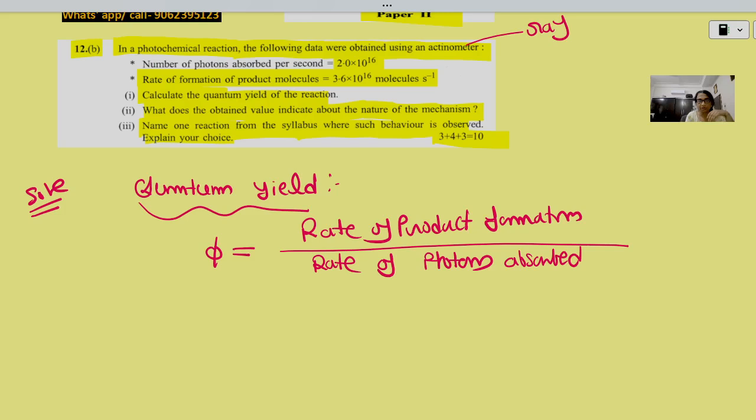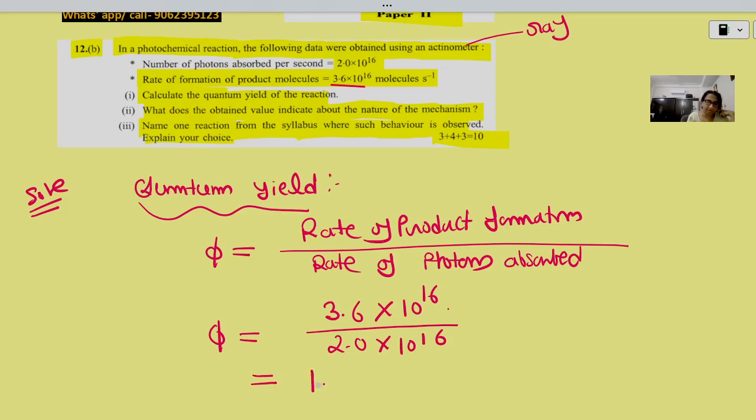In the question, two values are given: absorption quantum and product quantum. So we will put both values in this formula. For the product, 3.6 into 10 to the power 16 molecules per second is given. So the quantum yield is 3.6 into 10 to the power 16 molecules per second divided by absorption per second, 2.0 into 10 to the power 16. After the calculation of this equation, we will get 1.8. Our quantum yield is 1.8.